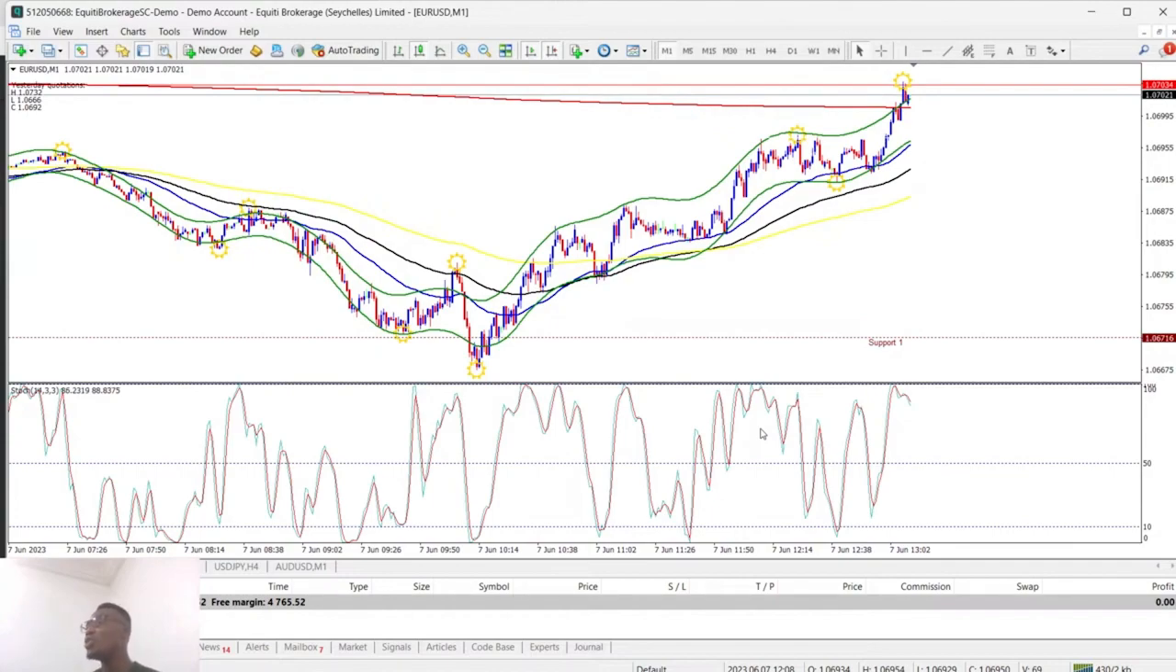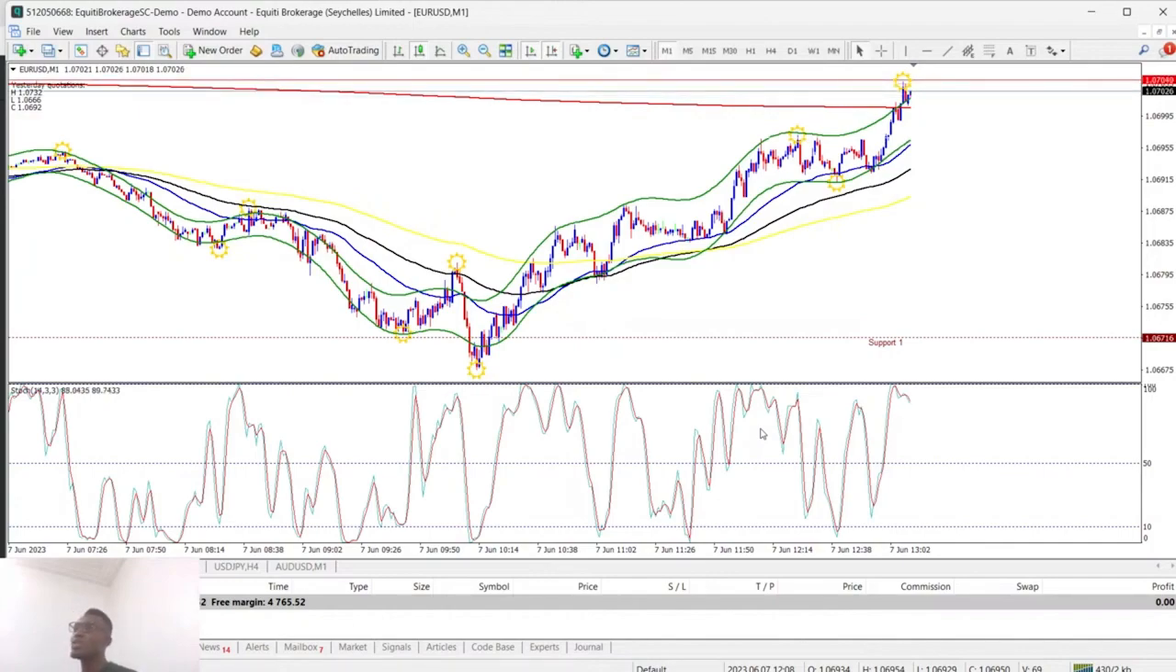When the market is in a downtrend, we are interested in selling when the market is overbought using the stochastic indicator. So stochastic helps us identify overbought and oversold levels. That is what this is. So we buy at oversold, we sell at overbought.